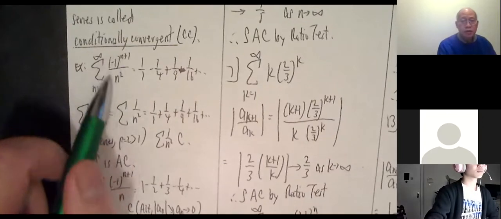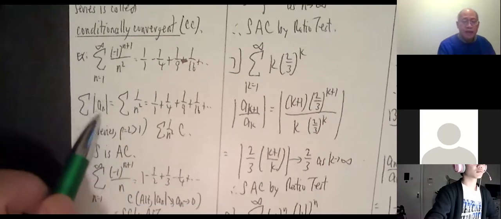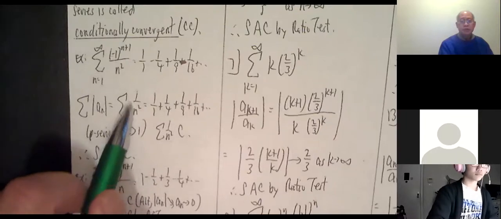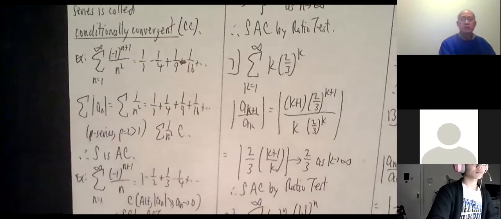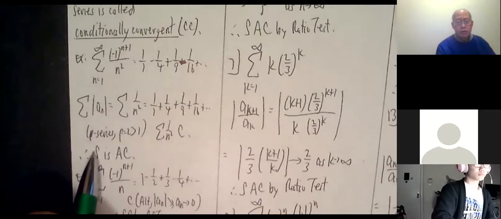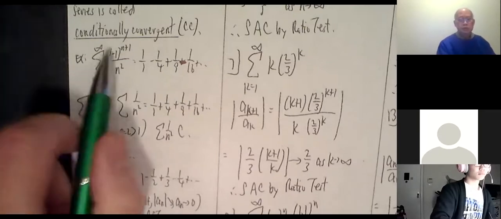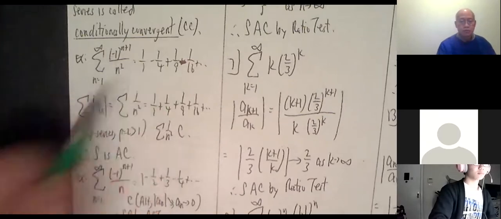Summation of (-1) to the n plus 1 over n squared. If I take the summation of the absolute value of all the terms, make them all positive, that's the summation of 1 over n squared. That converges. That's a convergent p-series, where p is equal to 2, which is greater than 1. So therefore, the summation of 1 over n squared is convergent. So the original series, which I'm calling S, is absolutely convergent, and therefore it's also convergent. This one converges.